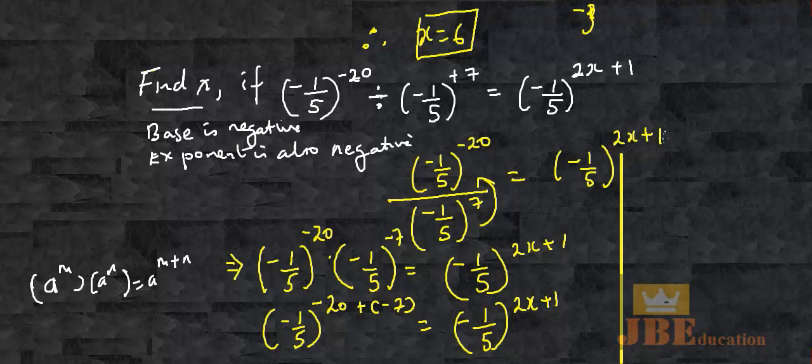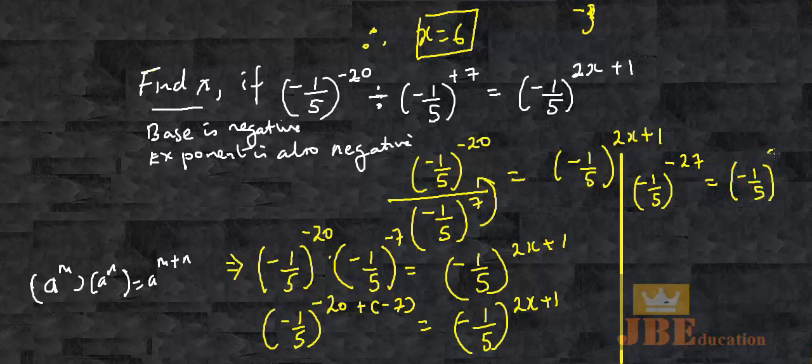I'm using this part of the board. So this can be rewritten as negative 1 over 5 raised to the power negative 20 added with negative 7, which gives me negative 27, which is in turn equal to negative 1 over 5 raised to the power 2x positive 1. Now, if a raised to the power m equals a raised to the power n, then m is equal to n.